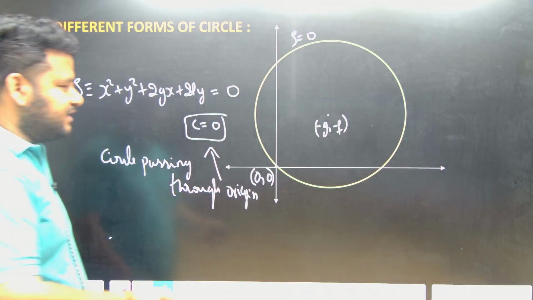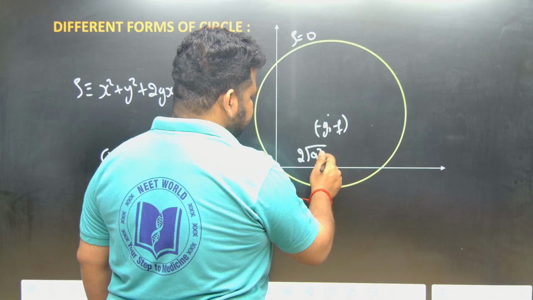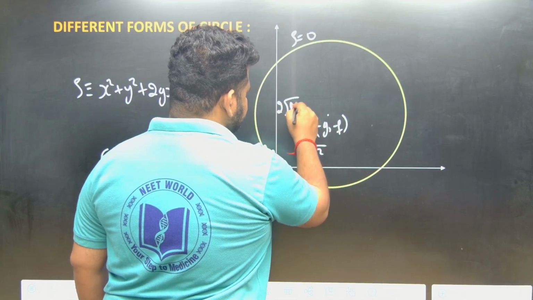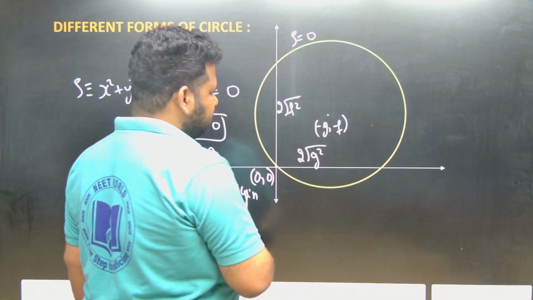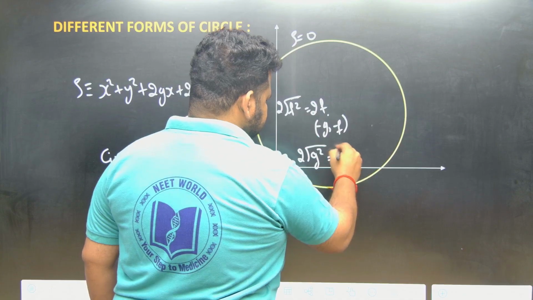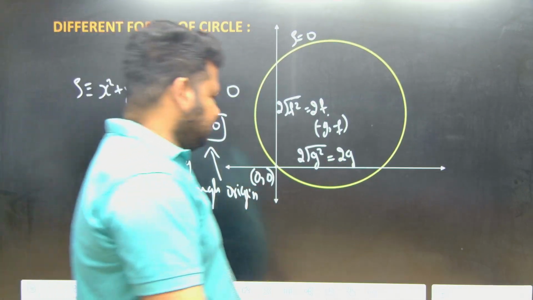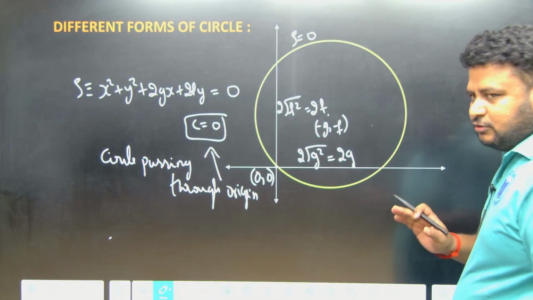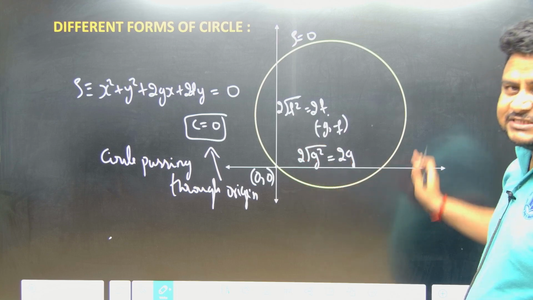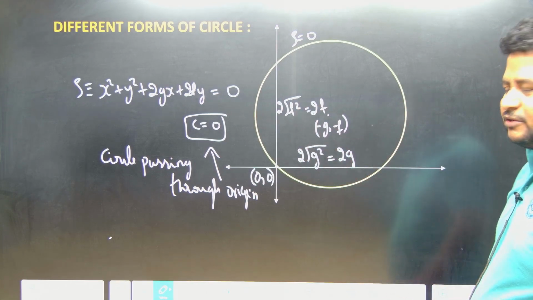Now, what will happen to the intercept? This will become 2 times square root of g square, since c won't be there. And this will become 2 times square root of f square, since c will be equal to 0. Square root of g square is g, so this will become 2g, and the other I can write as 2f. Clear, friends? These will be the intercepts of x and y respectively. One important thing to remember: if the circle is passing through the origin, not the center at origin, then the constant value c will be equal to 0.